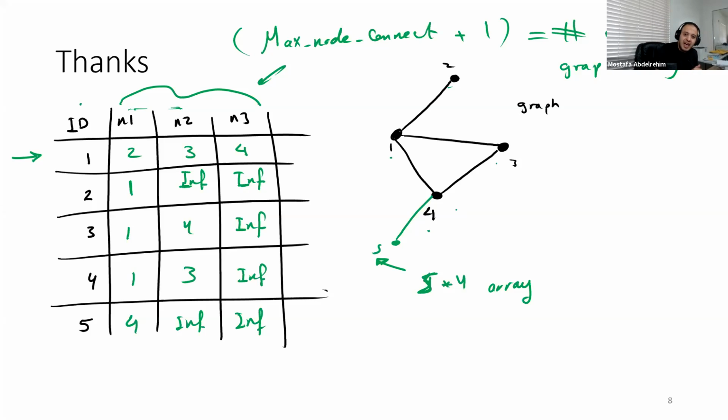It's called an adjacency matrix. I'm sorry if this is wrong. Adjacency matrix, whatever.